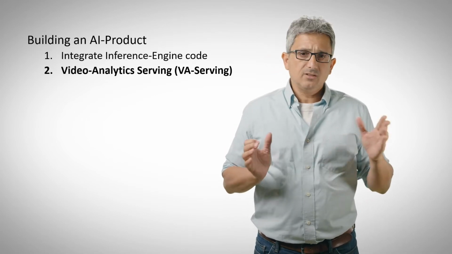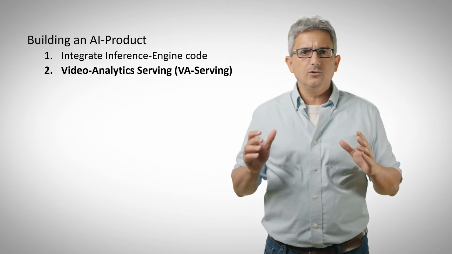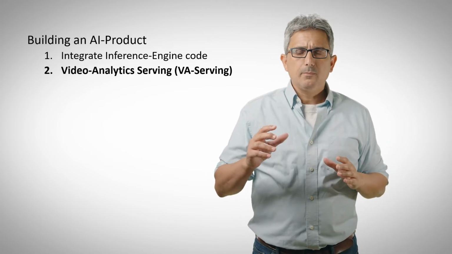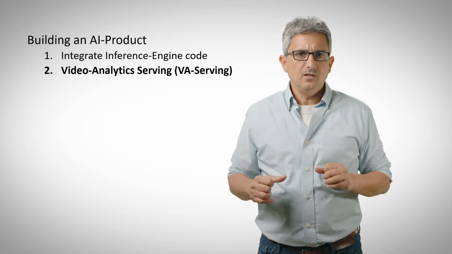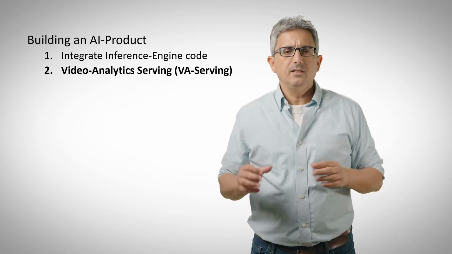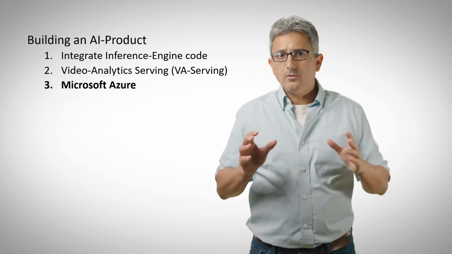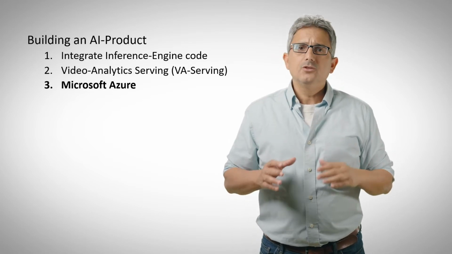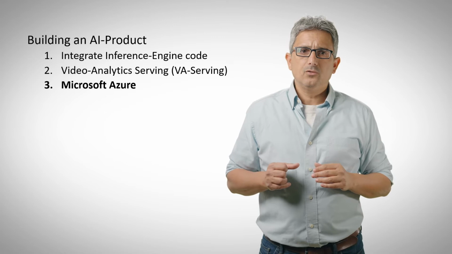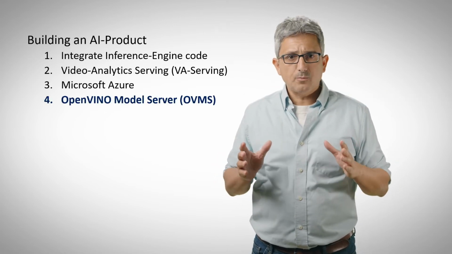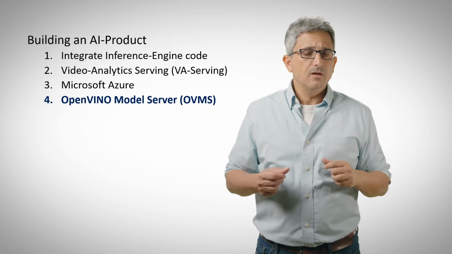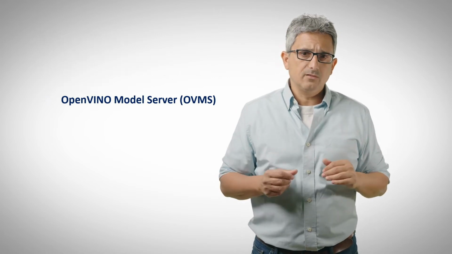VA Serving, video analytics serving, allows you to build not only an inference server, but a full DL Streamer-based pipeline as a service. We explain and demonstrate it in another video. Or you could use Azure to build an OpenVINO model server. You can find all the instructions online. And the last option is to use the OpenVINO Model Server.